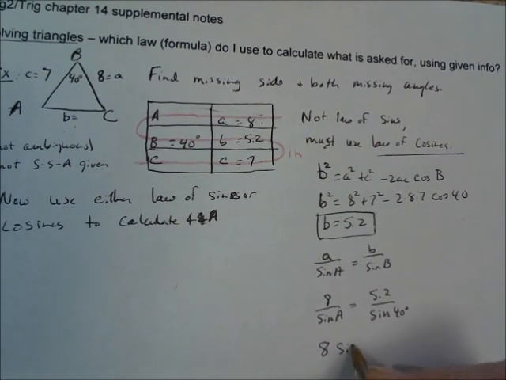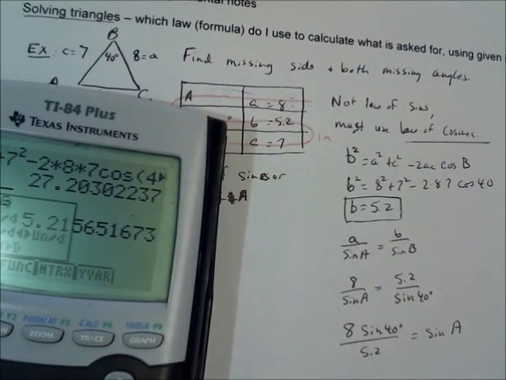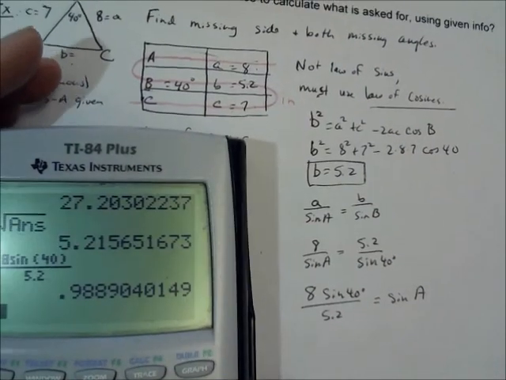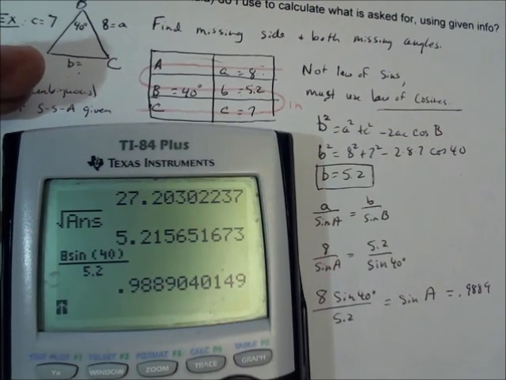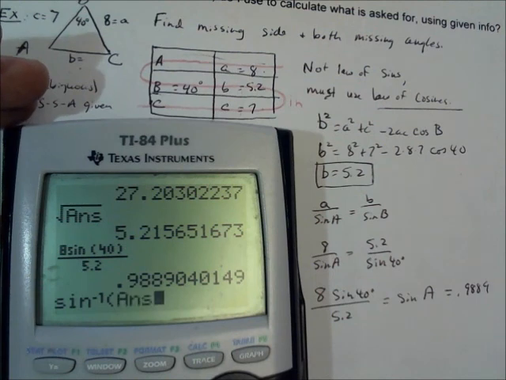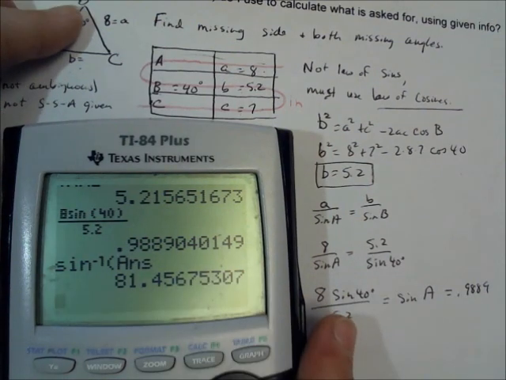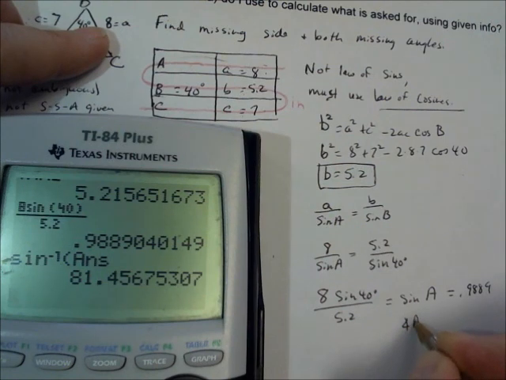So 8 times the sine of 40 degrees divided by 5.2 is equal to the sine of A. So we'll put that in our calculator: 8 sine of 40 divided by 5.2, and the sine of A is equal to 0.9889. And so if we do second sine of that answer, we're going to get angle A is 81.45 or 81.5. Let's round the degrees to the nearest degree. So angle A is approximately equal to 81 degrees.